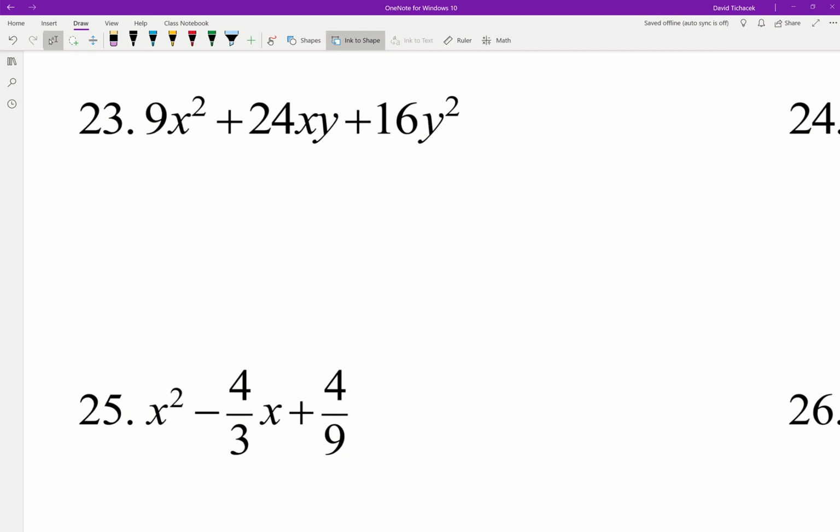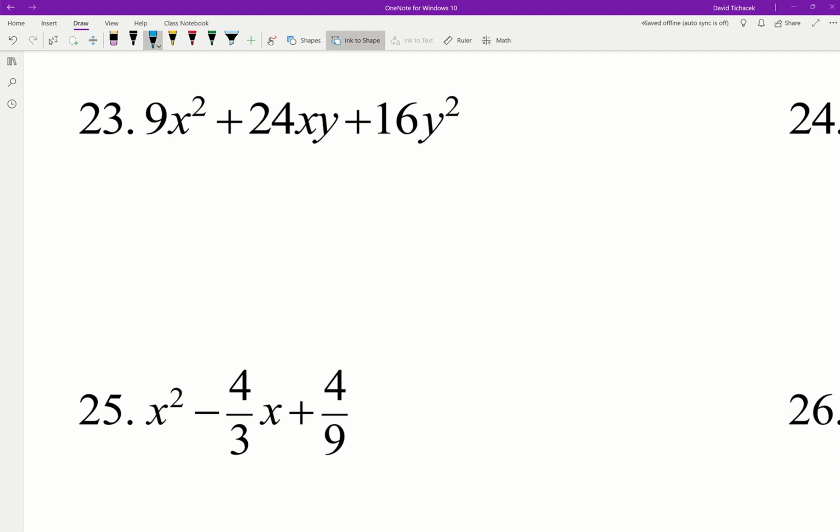Taking a look here, again, the first thing you always want to look for is a GCF, the greatest common factor. If you look at numbers like 9 and 24 and 16, that group of 3 numbers together, I don't believe we're going to be able to take out a common factor from all 3 of those numbers here. So we're going to go ahead and move on in our checklist to counting the number of terms.